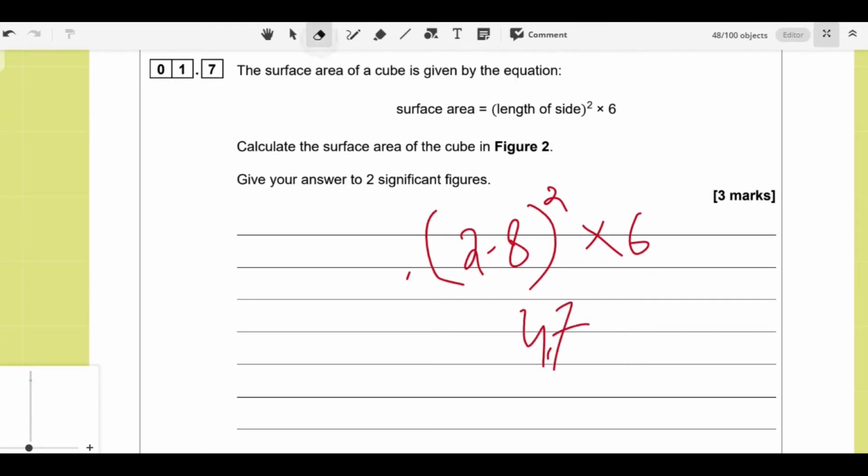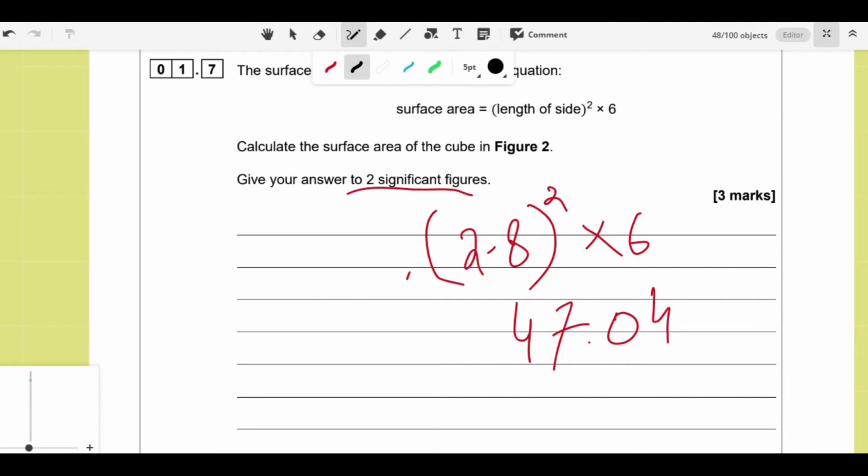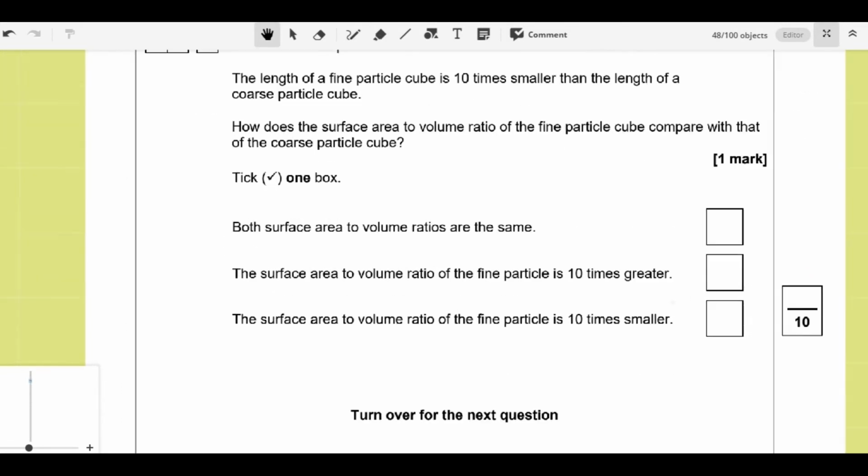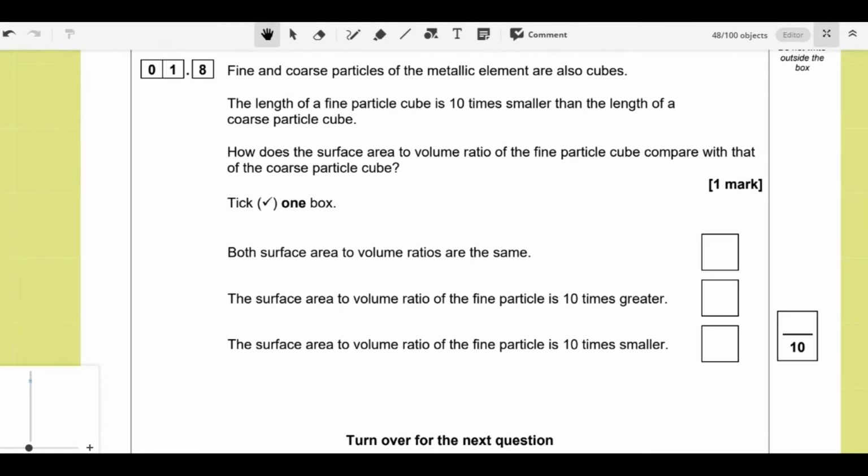After calculation, the answer will be 47.04, and the answer should be in two significant figures, so that would be 47 nanometers squared.